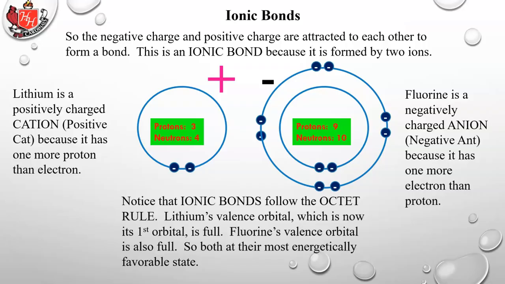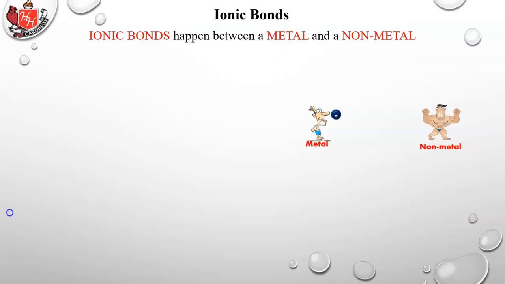Notice that ionic bonds follow the octet rule. Lithium's valence orbital, which is now its first orbital, is full, and fluorine's valence orbital is also full, so both are at their most energetically favorable state. Now, ionic bonds happen between a metal and a nonmetal.